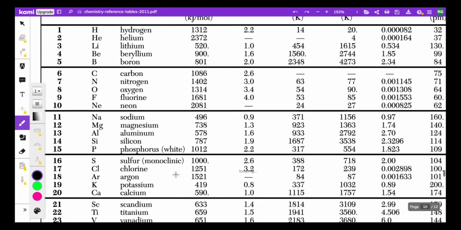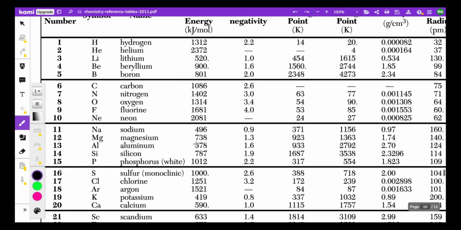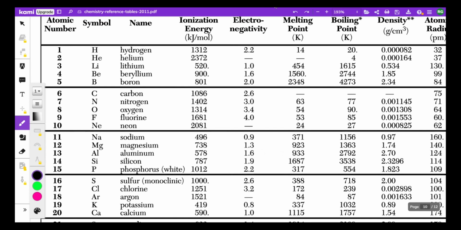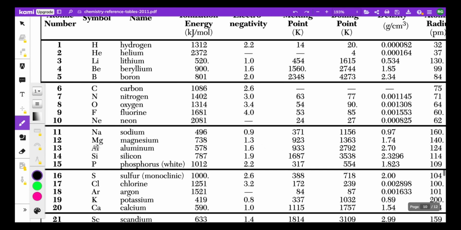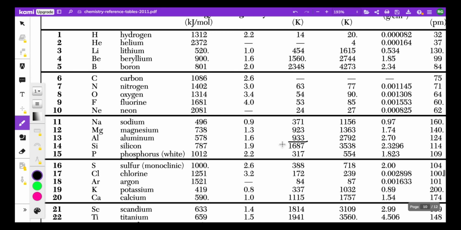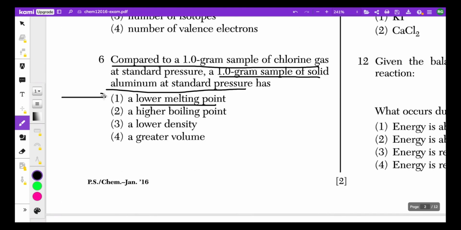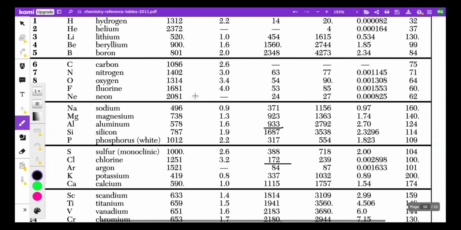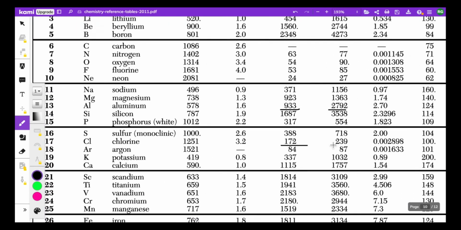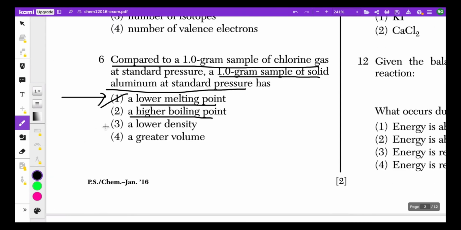So aluminum, all right, melting point. Aluminum has a melting point of 933. Chlorine has a melting point of much lower. So this answer choice is saying that aluminum has a lower melting point than chlorine, but from table S, we just found out that that was not true. So you're saying that aluminum has a higher boiling point than chlorine? Let's go see. Aluminum, very high boiling point. Chlorine, not so high boiling point. So answer choice 2 is going to be our answer.